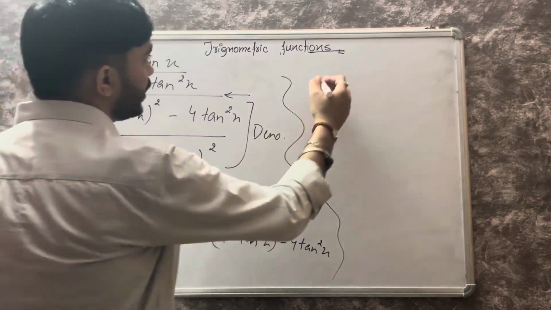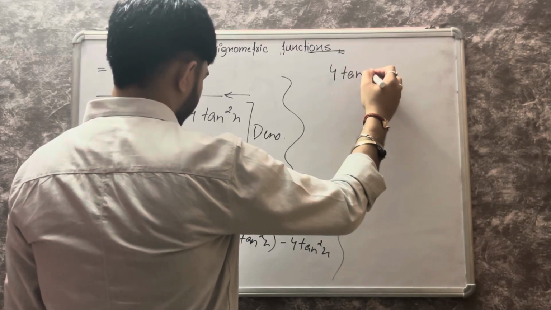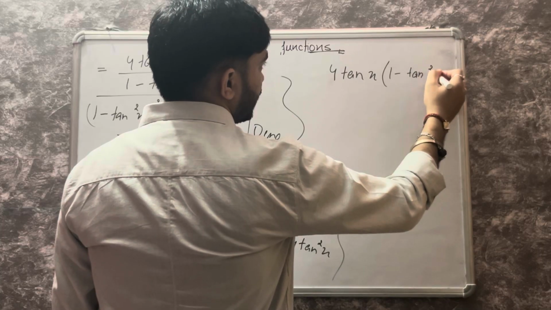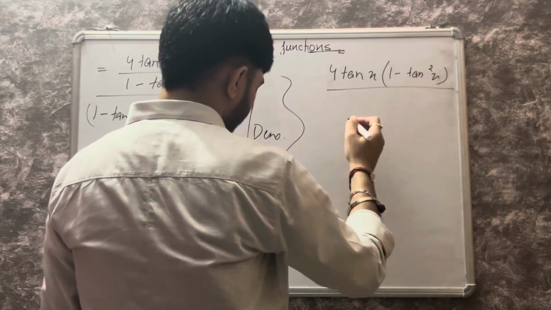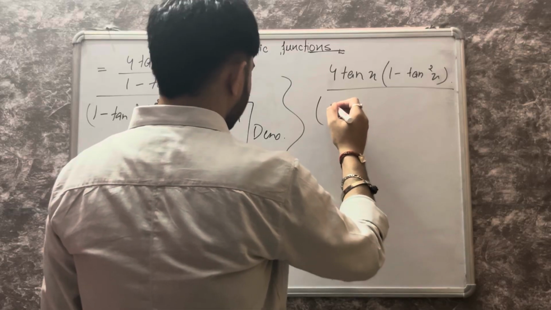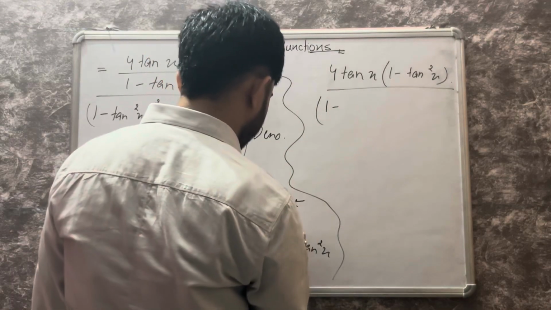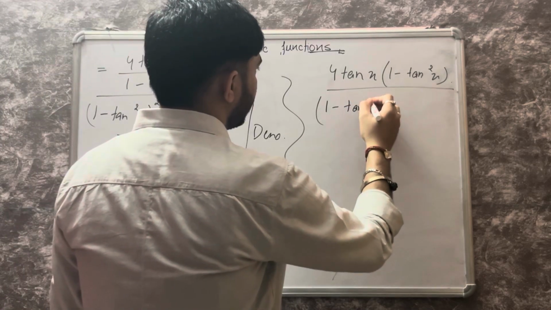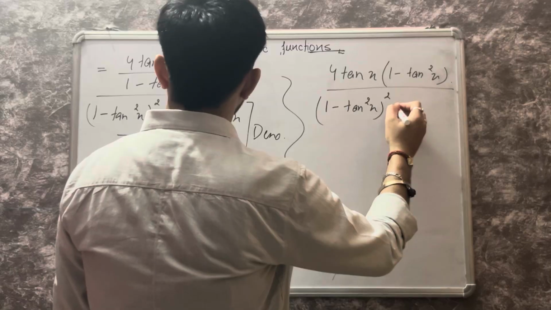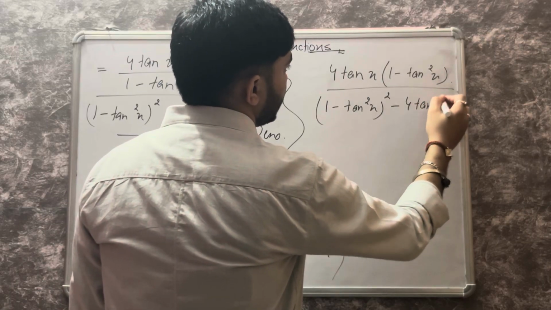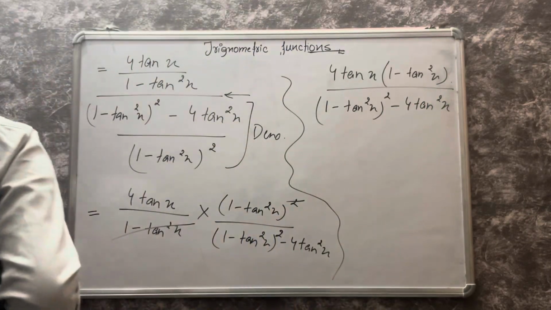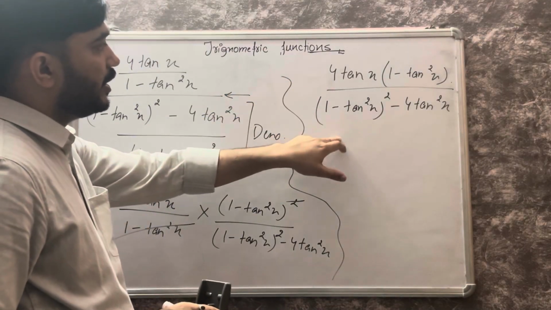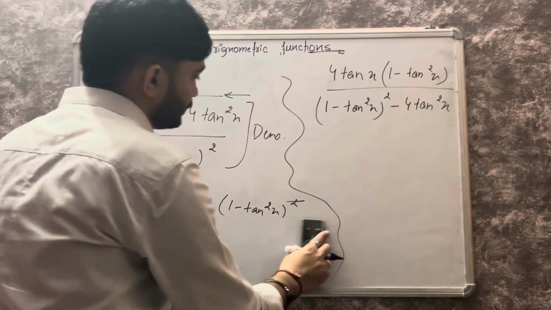So in the next term, what we are going to do? 4 tan of x into 1 minus tan square x, and in the denominator we have 1 minus, here the square is also there, 1 minus tan square x whole square minus 4 tan square x. We have got the numerator that is required in our answer, but we have to solve the denominator of this.